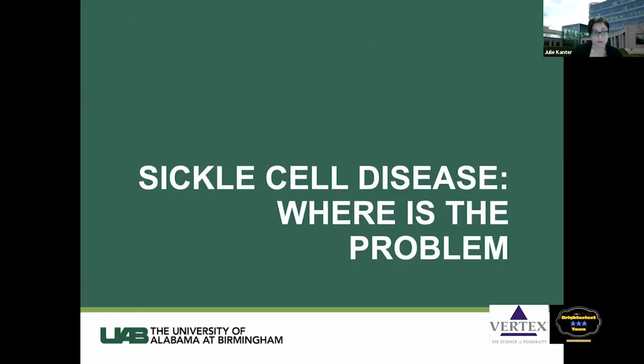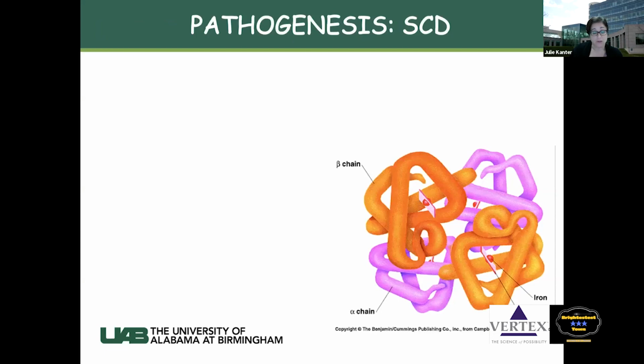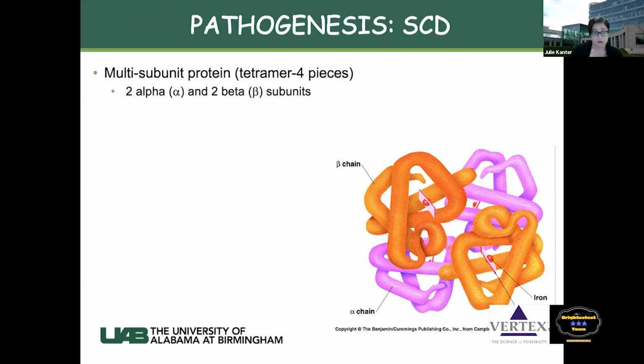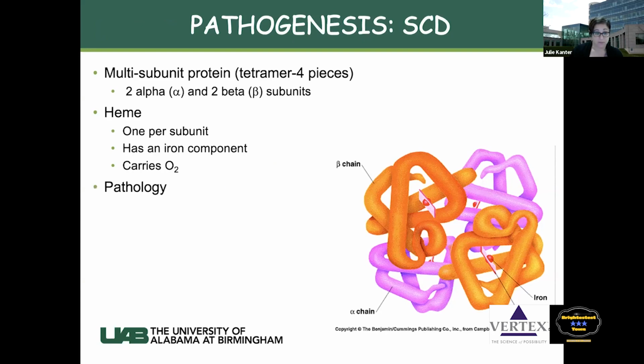So let's start off with the basic biology. This is a picture of hemoglobin. It shows the 4 chains, and it shows the heme and the iron in each one. It's a multi-subunit protein with 2 alpha and 2 beta subunits. And that heme in the middle is what carries the iron and has the oxygen. The pathology of hemoglobin is that it can be qualitative, meaning the hemoglobin is broken or misshapen, as happens in sickle cell, or it can be quantitative in thalassemia, where you're missing some or part of those chains.